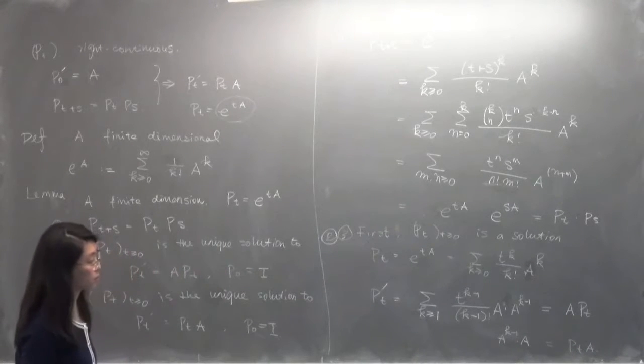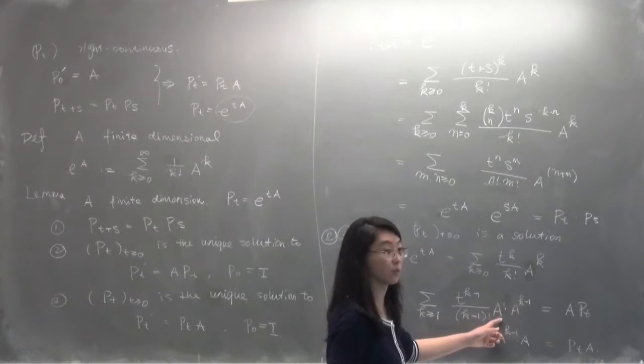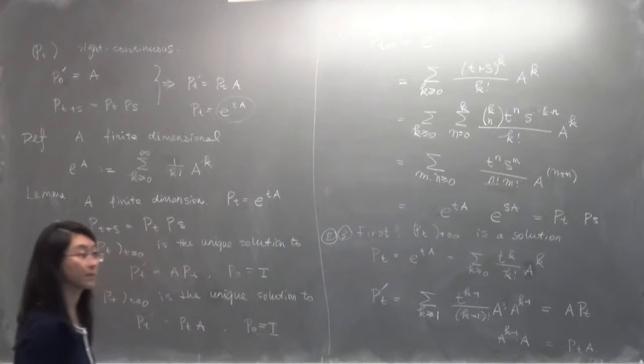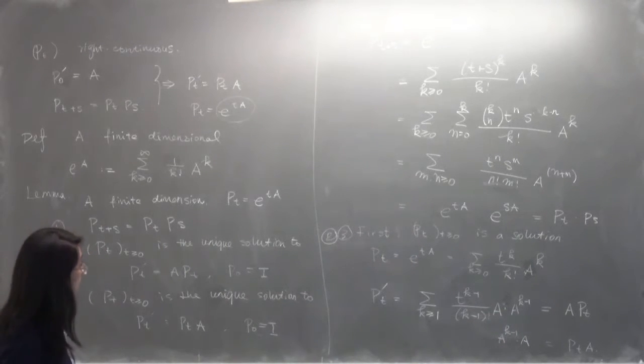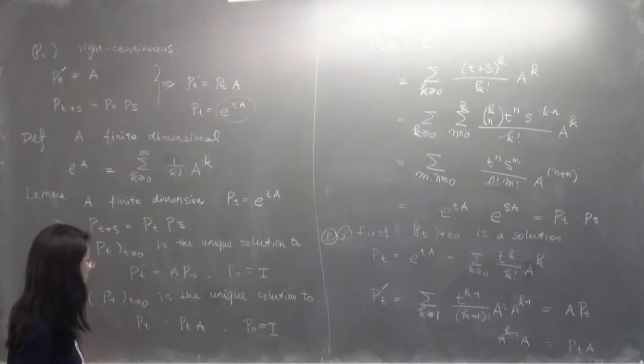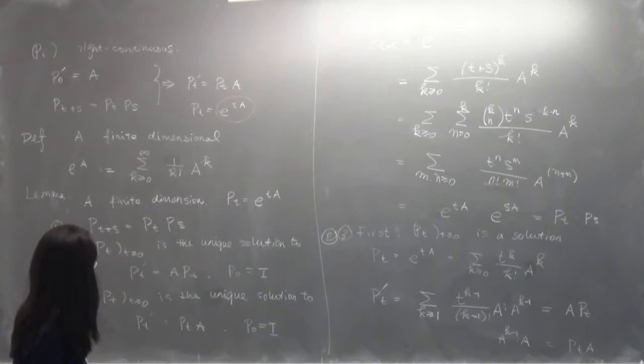Okay, so now this is true just because we have the same matrix A to the power k here. If it is A times B, then we can't switch the order. Okay, so here we just show that P_t is a solution to this equation, and it is also a solution to this equation. And the final piece we need to prove is that it is the unique solution.